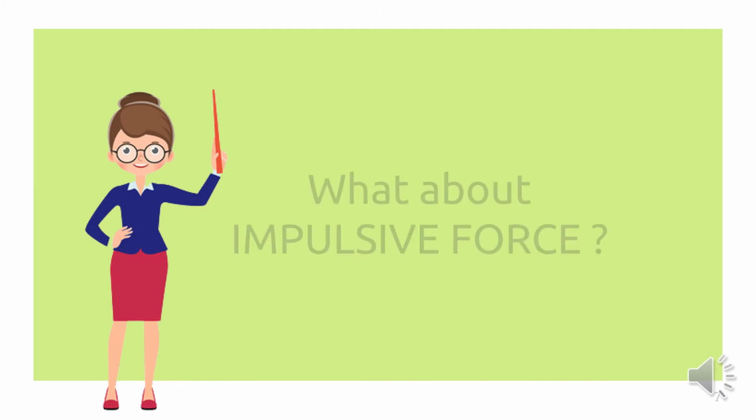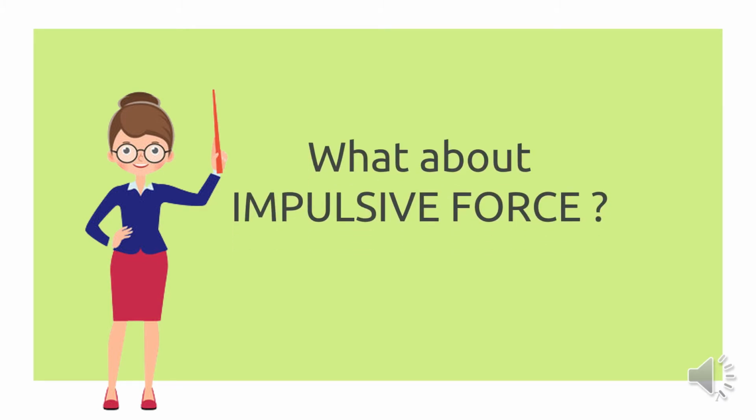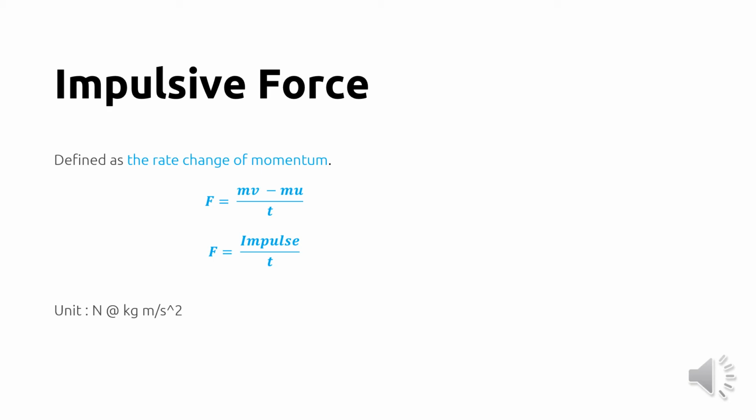Now, what about impulsive force? Impulsive force is defined as the rate of change of momentum. When we talk about rate, it must be divided by t. So, F is equal to mv minus mu divided by t. Or we can also write F equal to impulse divided by t. And the unit for impulsive force is Newton. Or we can also use the unit kilogram meter per second squared.